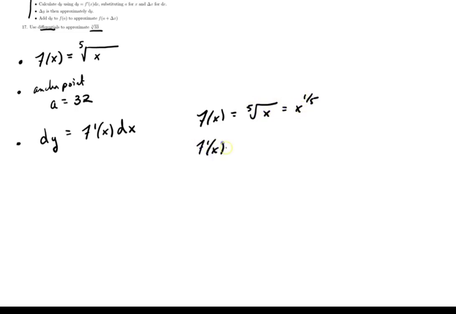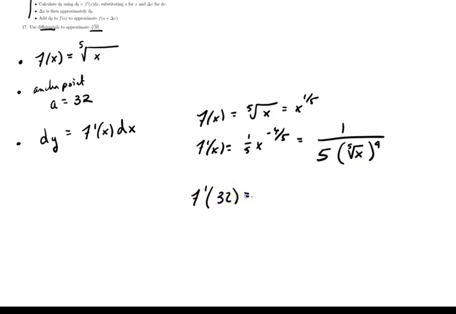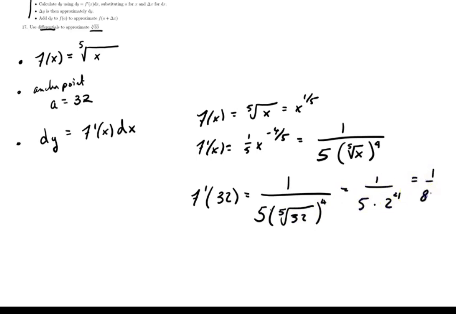So f prime of x is 1/5 x to the minus 4/5, or if you like, just as we did in the last example, we could say that's 1/5 times the fifth root of x, all raised to the 4th power. So we're now going to evaluate this at the anchor point of 32. So f prime of 32 is equal to 1 over 5 times the fifth root of 32 to the 4th power, which is equal to 1 over 5 times 2 to the 4th, which is 1 over 80.